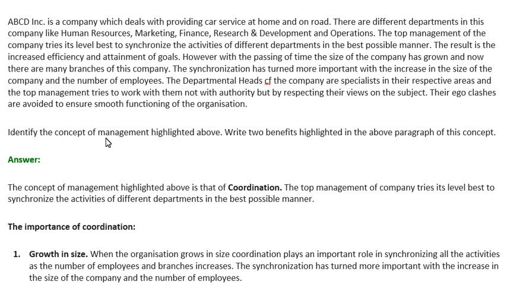So we have clearly understood that synchronize is the key word for this particular aspect of management, that is coordination. So synchronizing activities of different departments means coordination. Okay, this is the first thing. And two benefits. So benefits, we saw many benefits. Here we can see increased efficiency and attainment of goals.